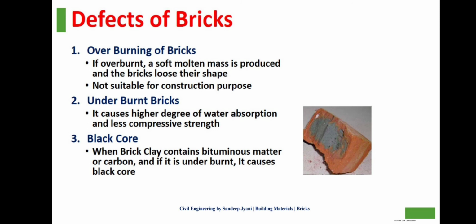Defects of brick. Overburning of bricks: if overburned, a soft molten mass is produced and the bricks lose their shape, and are not suitable for construction purposes. Underburned bricks: it causes a higher degree of water absorption and less compressive strength. The black core: when brick clay contains bituminous matter or carbon, and if it is underburned, it causes black core.